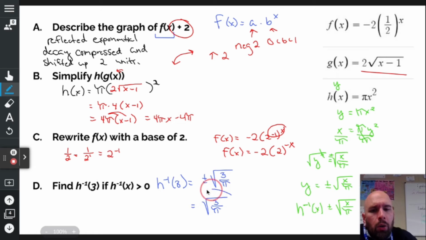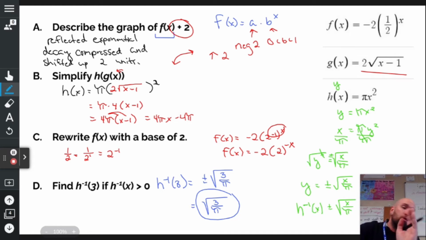So the reason why I threw in that little wrinkle is you never know if someone's going to ask you to make it just the positive version only, because we know that if we take the inverse of what was given to us as a parabola, it's going to end up looking sideways, which is no longer a function. So I added that little wrinkle.